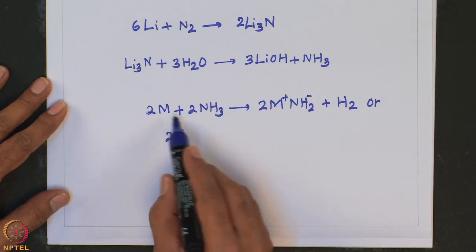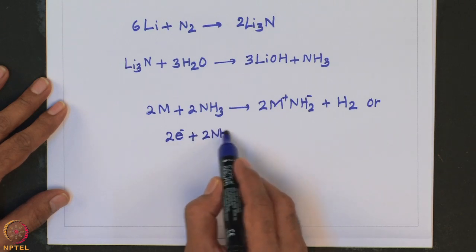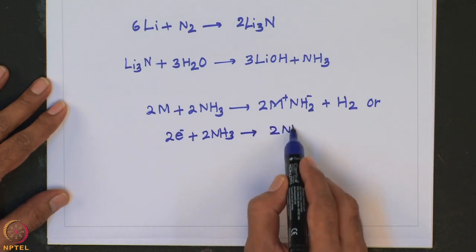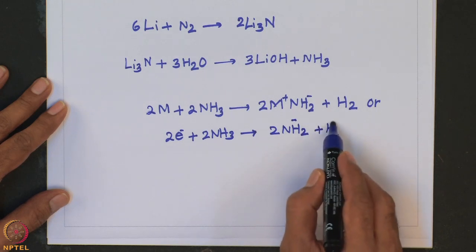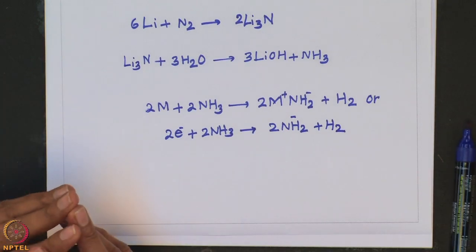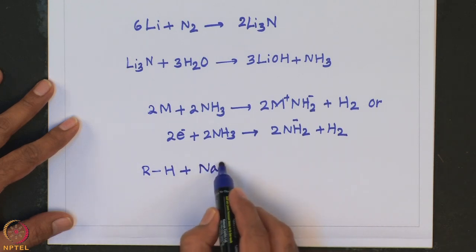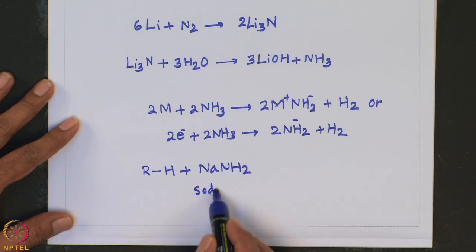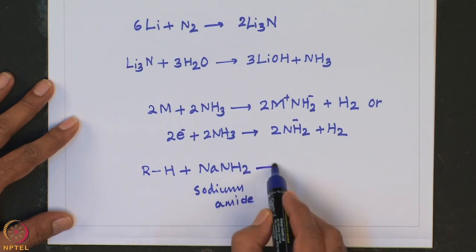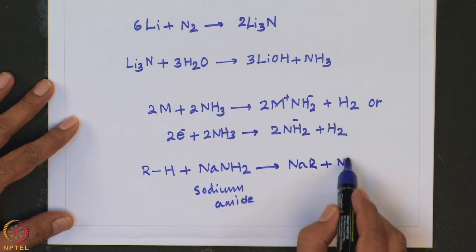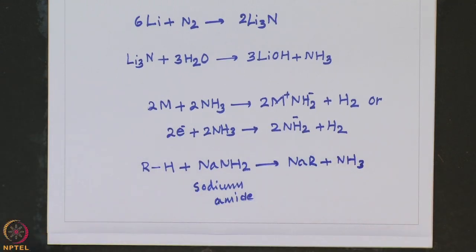What actually happens here can also be written in this fashion. Two electrons, when they are leached out from the alkali metal, interact with ammonia to form amide ions, plus H2 is liberated. As I mentioned, this sodium amide can deprotonate if the H is sufficiently acidic in an organic molecule. For example, this reaction shows how an alkyl sodium is generated. This gives NaR plus NH3. This way sodium amide comes in very handy in organic reactions to make carbon-carbon bonds.